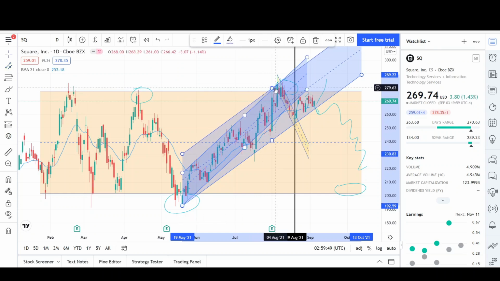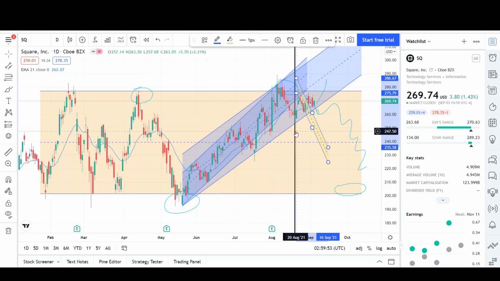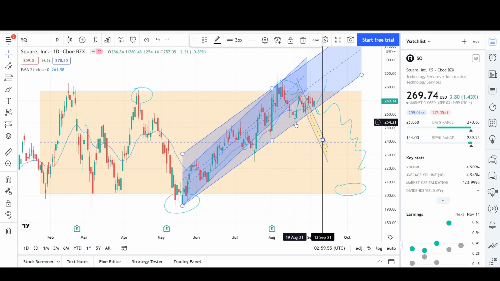I mean, we do get a few touches on the top side, and let me just take a look at the lower side. Let me move this vertical line. So we didn't completely touch it. It just came short of it, but it still could be in play. We just gotta wait and see. I don't think it is, but we just still gotta wait and see.